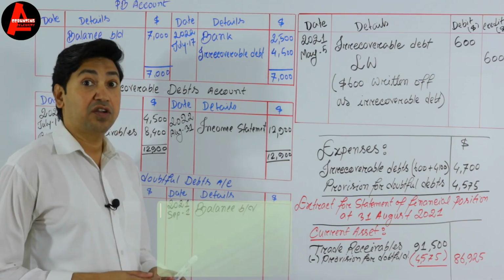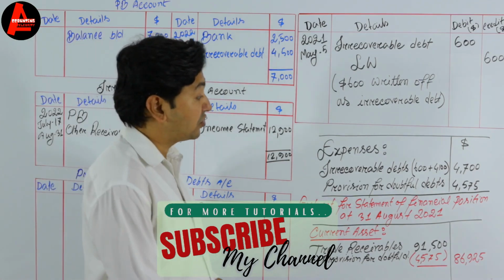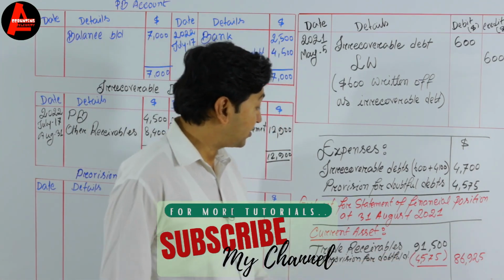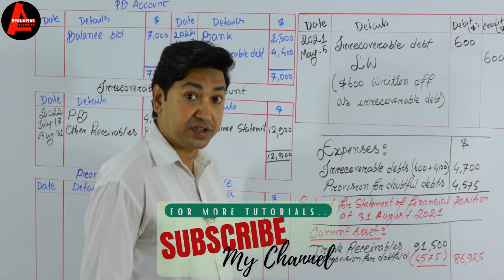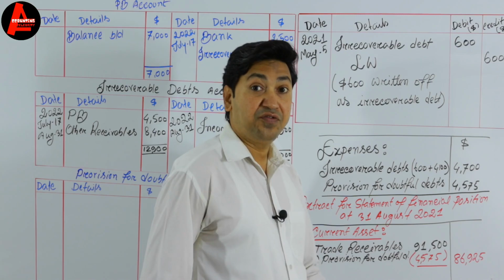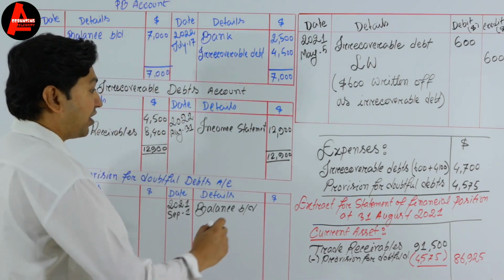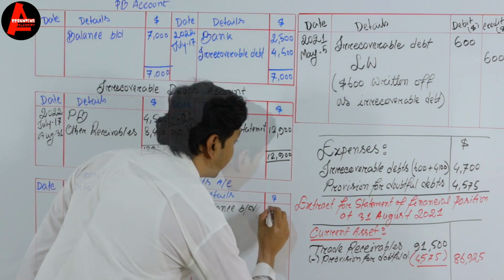Okay, so here our trade receivable was $91,500. So here $91,500, if we multiply by 5%, then we get $4,575. Okay, this is our opening balance. So let us write here 4,575.